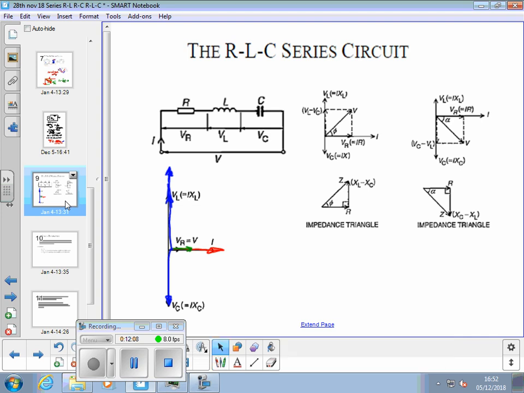Alright, what we then have is a value, and that's going to be about here somewhere, that is VL minus VC. And the resultant is made with that. Okay, that is the supply voltage.